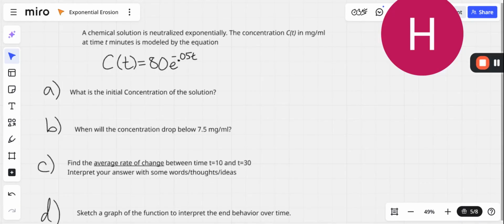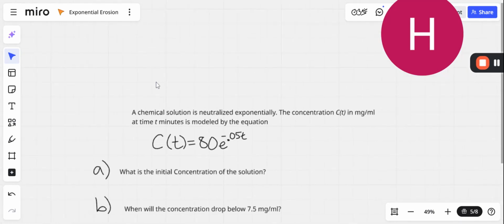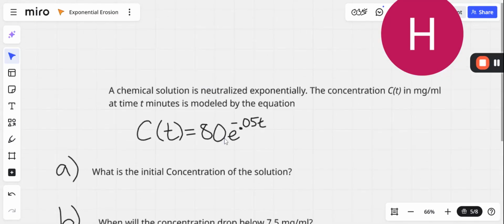This is math from the void. Math coming at you pretty much out of nowhere. And today we have a problem in exponential functions. Again, just like a previous video. But this time we're going to be looking at exponential erosion, or I guess we can call it exponential decay. You'll notice that we still have an exponential component here.